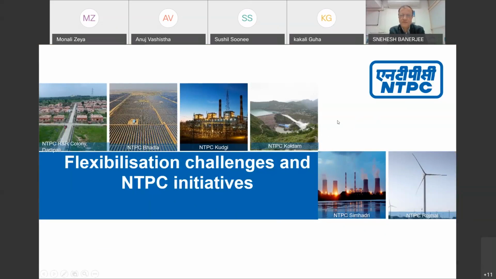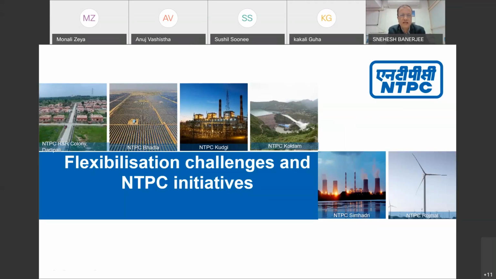The right perspective is already set for this webinar, and Soni Saab had given a larger picture of how flexibility should be. On top of that, he had mentioned the importance of coal flexibility or thermal flexibility, and Anuj had covered to some extent the flexibilization pilots that were taken up in different projects in NTPC and Gujarat State Electricity.